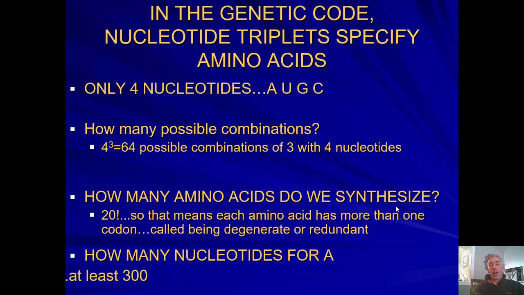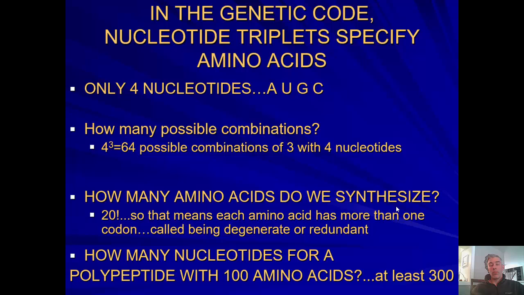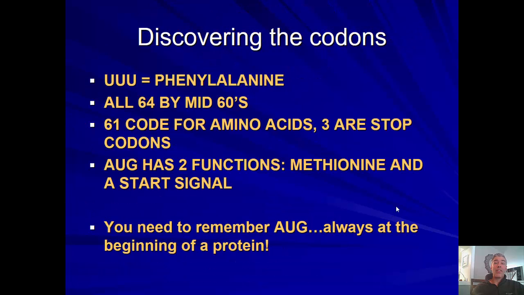So how many nucleotides would be needed to code for a polypeptide with 100 amino acids? Well, at minimum, we need 300. We need 300 RNA nucleotides, because for every 3 nucleotides, you get 1 amino acid. And they like to ask that question on the AP Bio exam too. I've seen that.